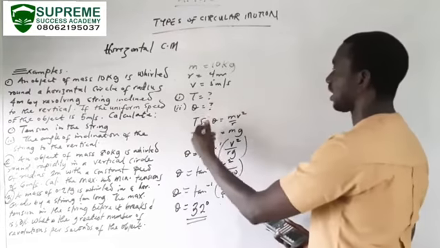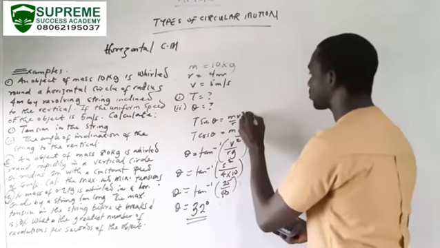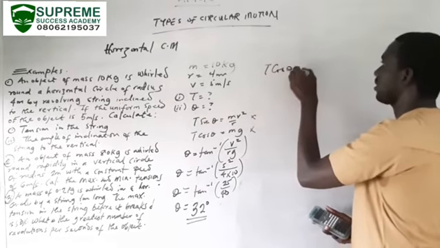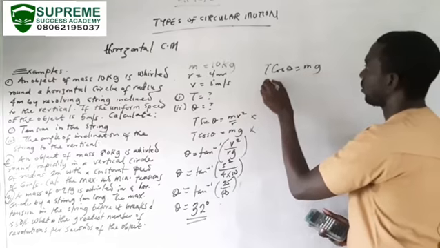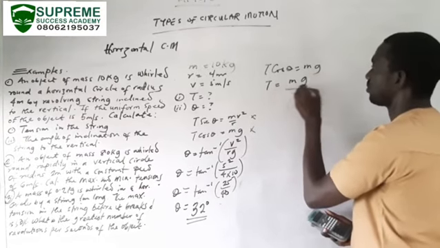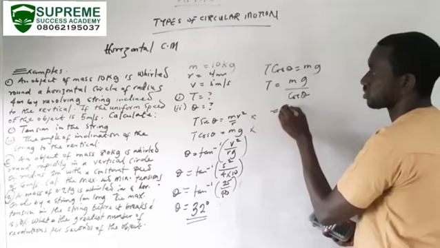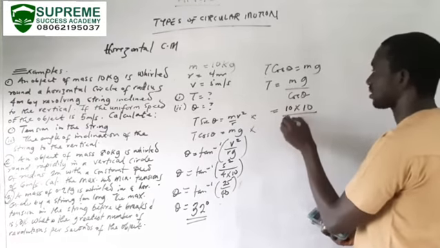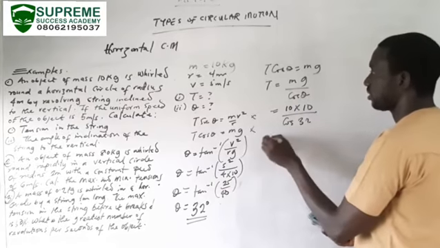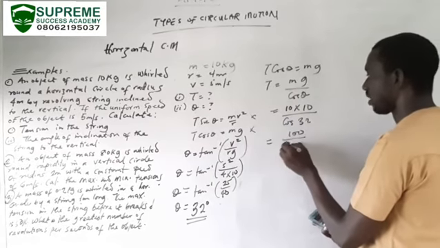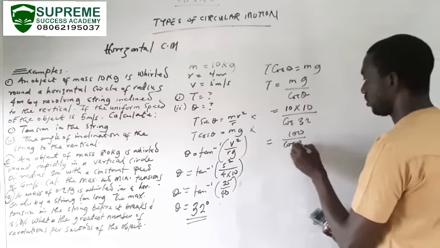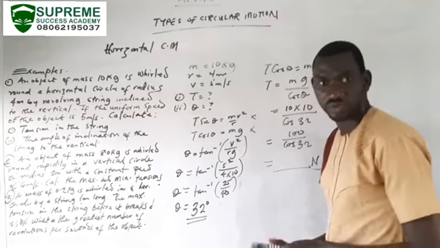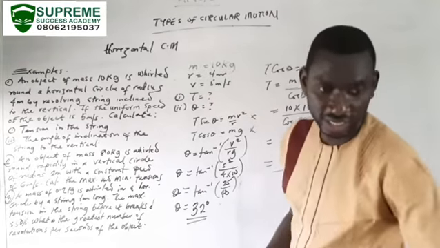Once you've gotten your theta, you can use either of these two equations to get your tension. So let's use T cos theta equals mg. Your T will now equal mg over cos theta. What's your m? Your m is 10. Your g is also 10, constant, cos 32. Then you have 100 over cos 32. You get your answer in Newtons. So let's quickly move up to the second question.